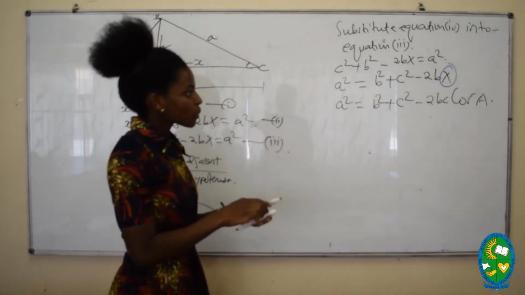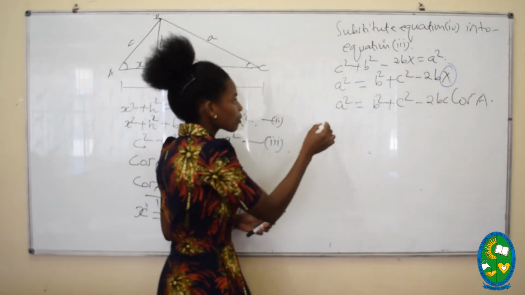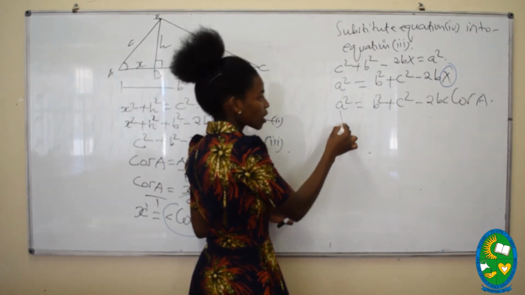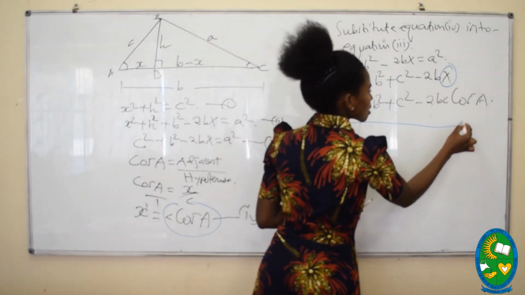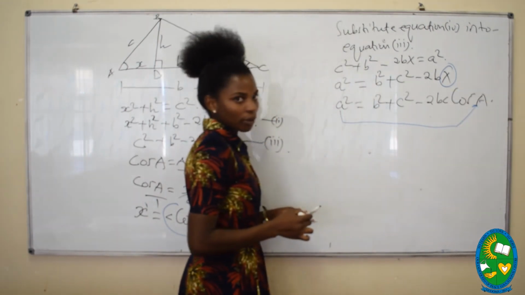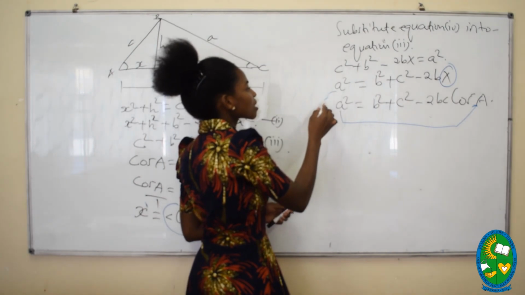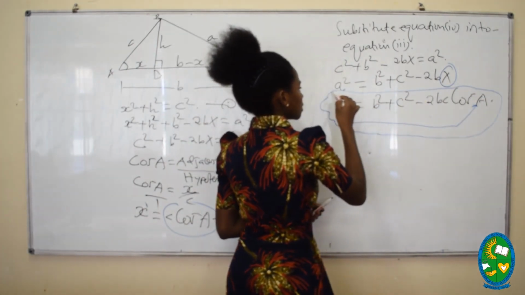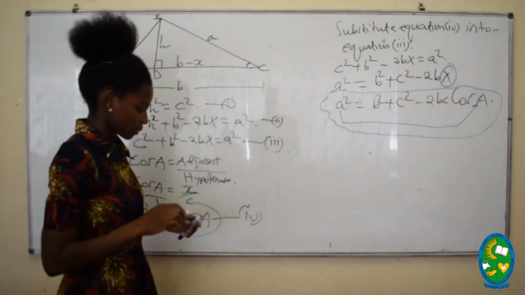So what we relate now: if we find the unknown side of a given triangle, it must relate with its angle. So from here, this is our cosine rule, the first one.